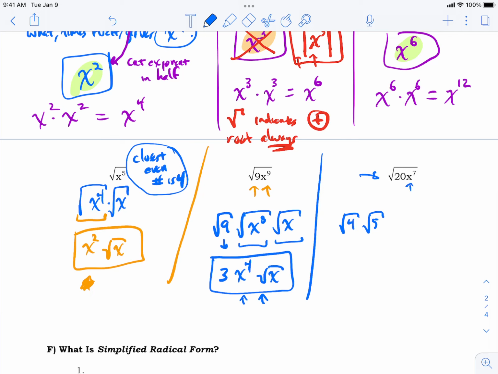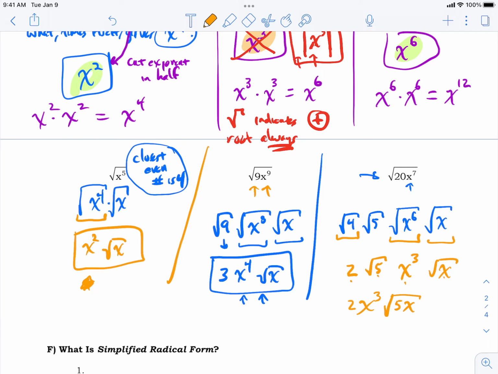Meanwhile, for this x thing, the closest even exponent is 6. So I'm going to take x to the 7 and split it up as x to the 6 times x. Now, I've got it all spread out. I do the simplifying parts. Radical 4 is just a 2. That does not simplify. Cut the exponent in half. That's x cubed. That does not simplify. Now let's put this all together in order. Put the 2 first, put the x cubed next, and then these, a 5 and an x, they're both inside, so you can just put them both inside like this.